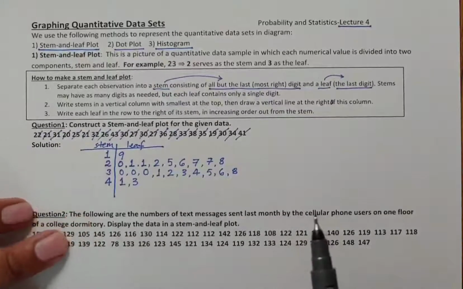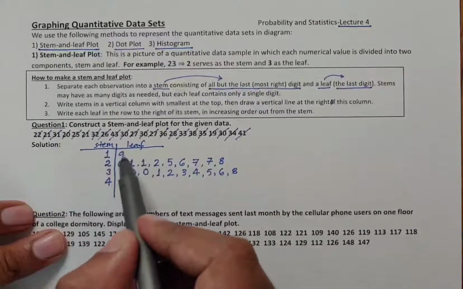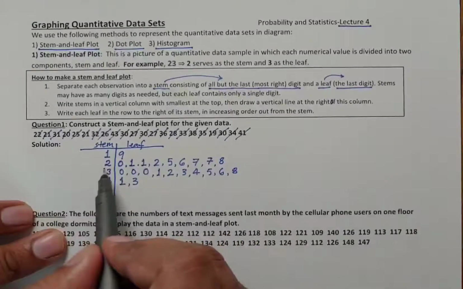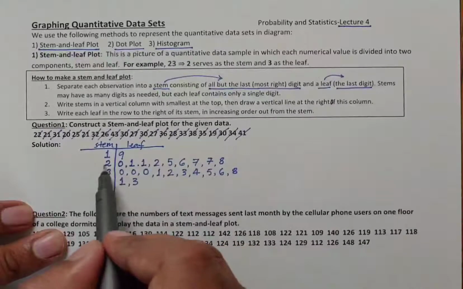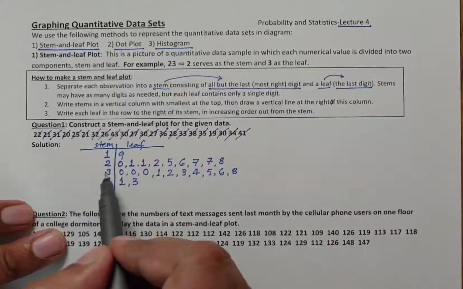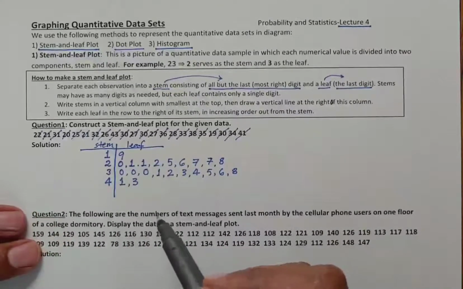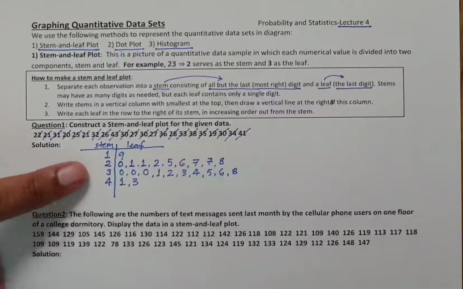Okay, so we write like this. We separate them into stem and leaf. We write the stem and we write the leaf. We write the leaf together with the stem, and in increasing order we write all the numbers that come into that category, that group. Okay, so this is how we draw the stem and leaf plot. So this is question 1.